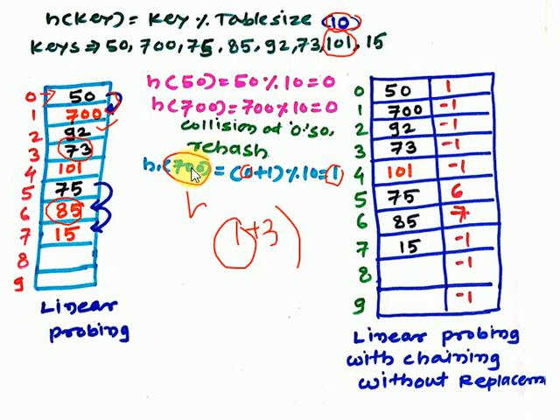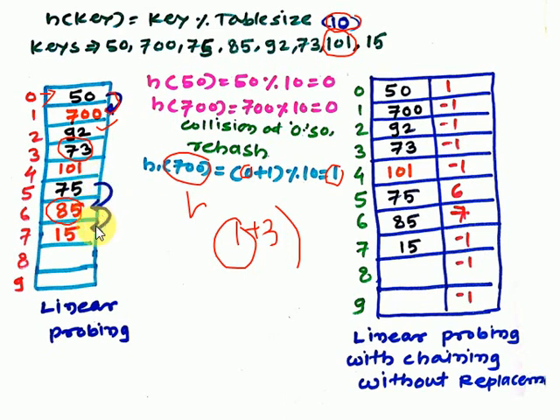Next is 15. So 15 mod 10 is 5, but at the fifth location there is 75. So I'll find the next location, I'll go for rehashing. The hash value is 5 plus 1, which is 6. 6 mod 10 is 6, and at the sixth location there is 85. So a collision occurs. Then again I will add 5 plus 2. Now instead of adding 1 I'll add 2. So 5 plus 2 mod 10 is 7. At the 7th location it was empty, so we inserted 15 here.